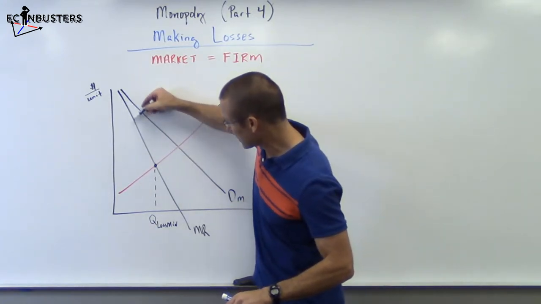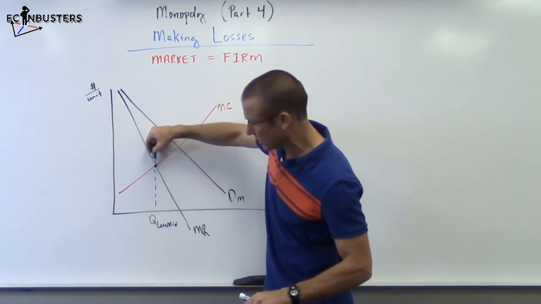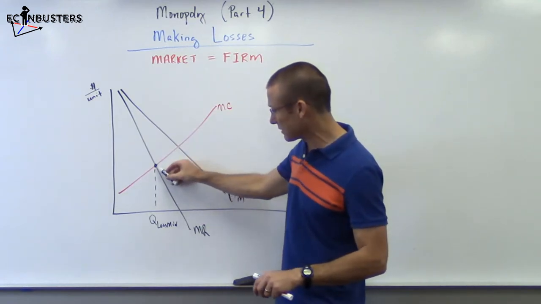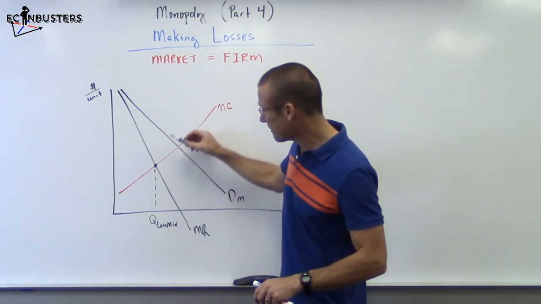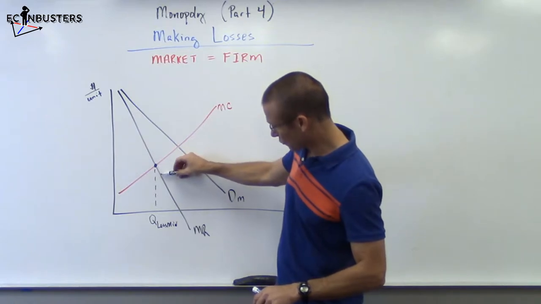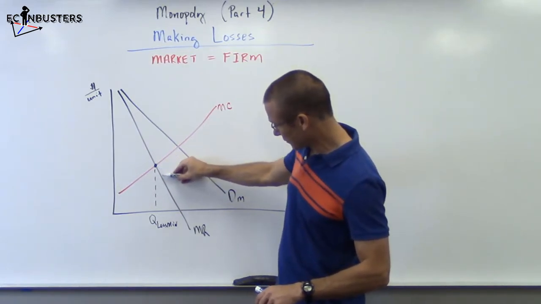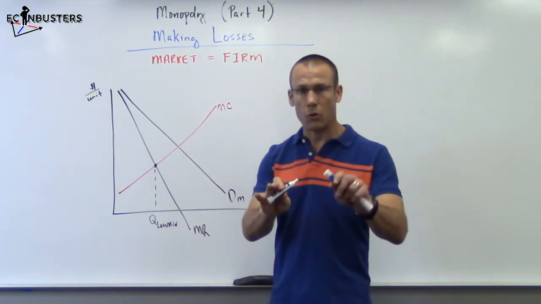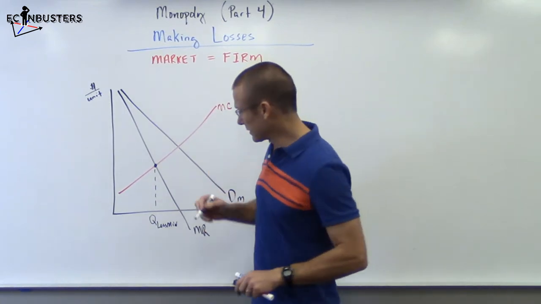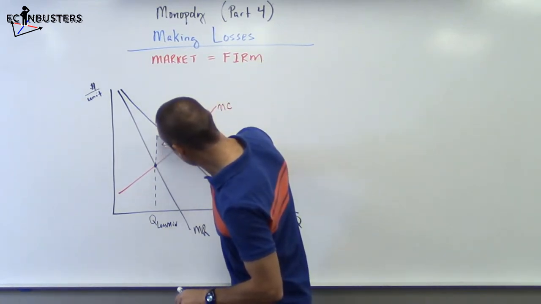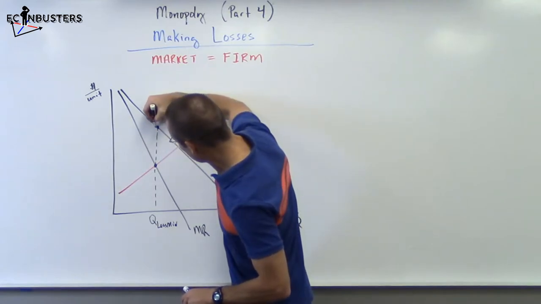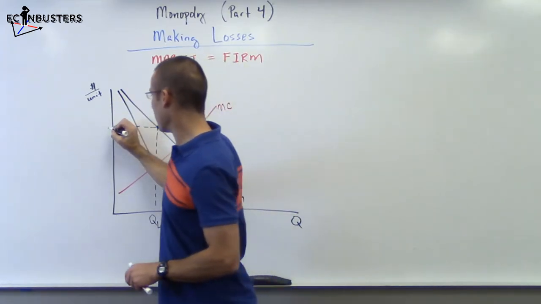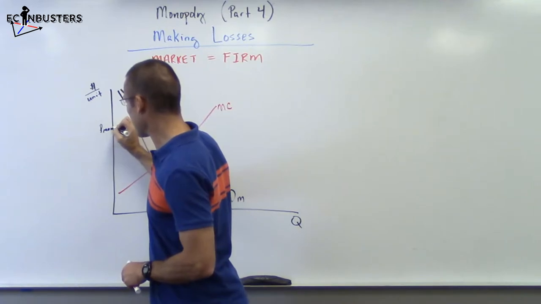Okay, we're going to produce as long as MR is above MC, but once they're equal, we're going to stop. Because if we produce past that point, MC is greater than MR for any other good, so don't produce it. What's the price? Price is based on the demand curve. So we go right to there, draw it over. I'm gonna put price monopolist right there.